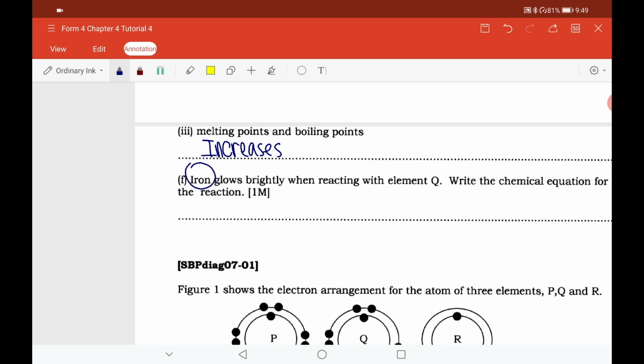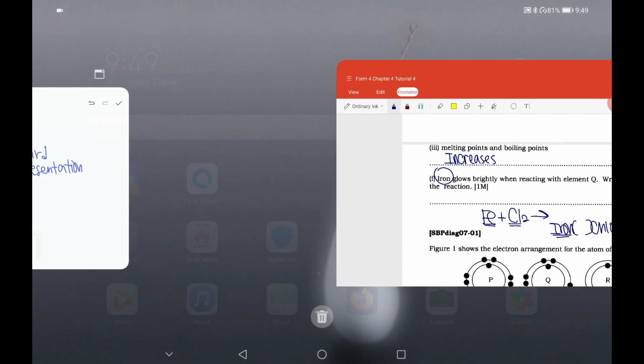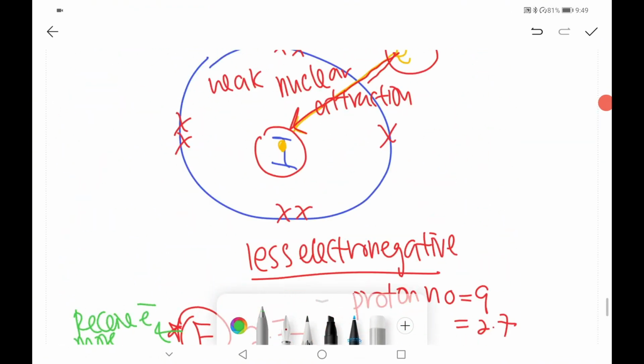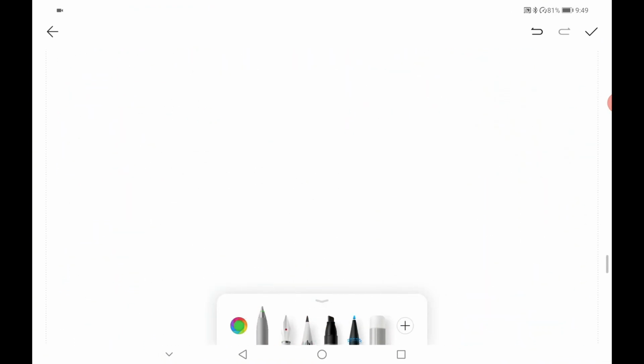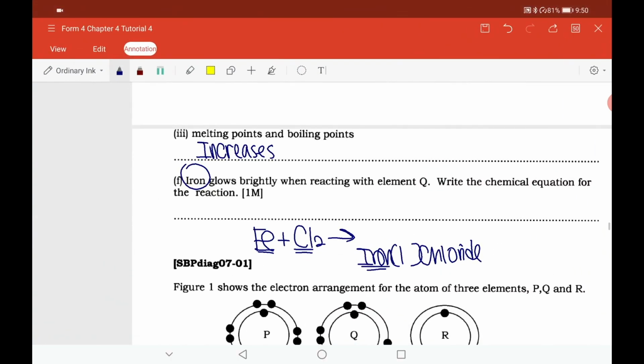So I will still write iron, Fe. Chlorine is group 17. Group 17 always come into Cl2. When iron combine with chlorine, you will form iron chloride. We know iron can be iron 2 and iron 3. And we learned in the last lesson, when the halogen combine with iron, you form iron 3 halide. So this one should be iron 3.